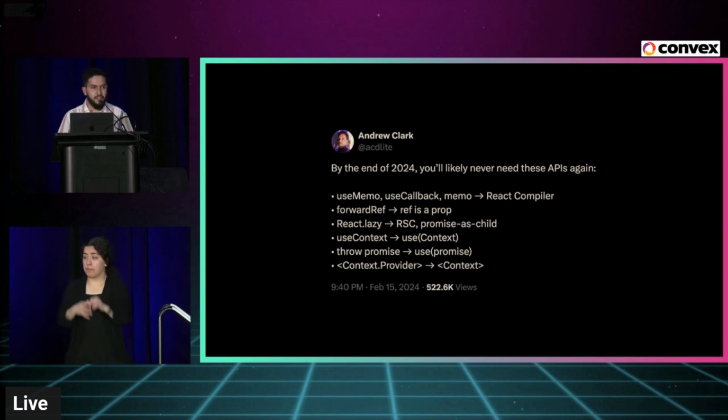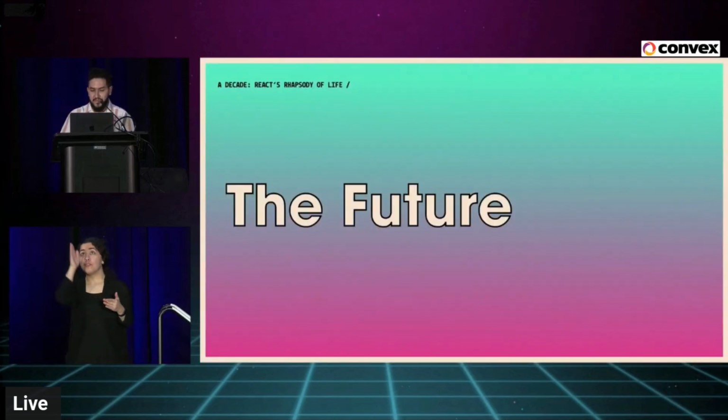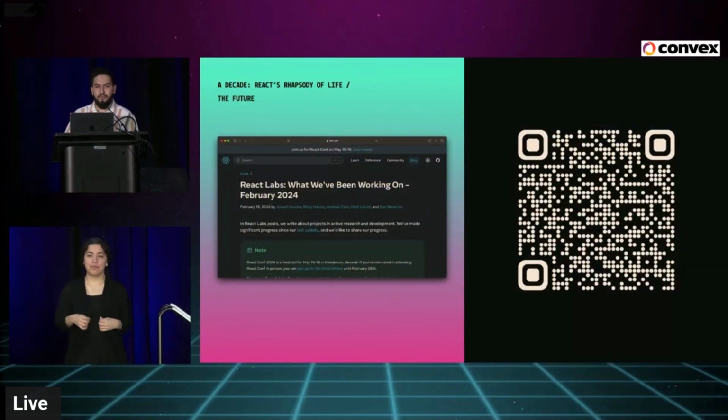I wish I could talk more about the past, but there's a lot of things coming down the line in 2024. And so let's skip a bit to the future. So every year they come up with this post basically sharing what they're working on.